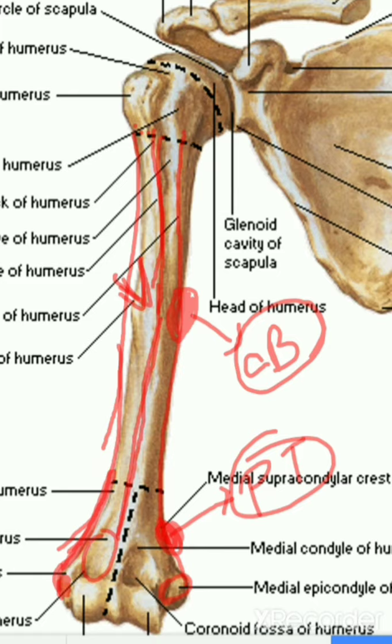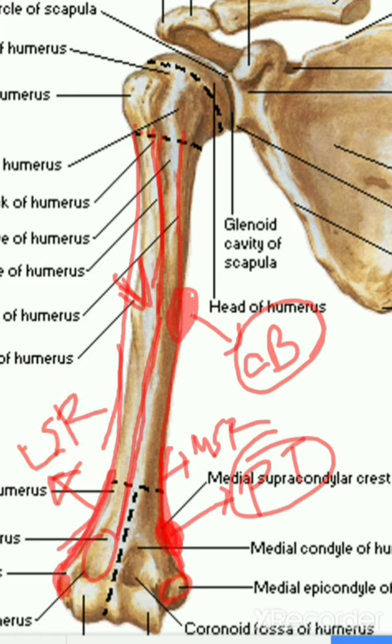We forgot to say that the lower part of the medial border is also sharp. This part is called the medial supracondylar ridge, and here is the attachment of the medial intermuscular septum. So the lower sharp part of the medial border is called the medial supracondylar ridge, and the lower part of the lateral border is called the lateral supracondylar ridge. In the medial supracondylar ridge there is attachment of the medial intermuscular septum, and in the lateral supracondylar ridge there is attachment of the lateral intermuscular septum.